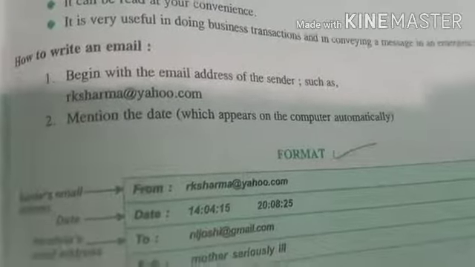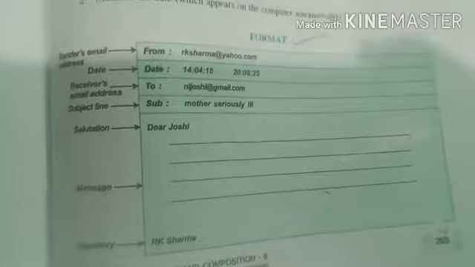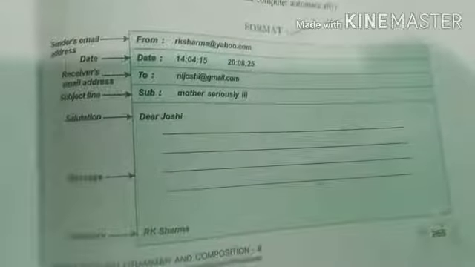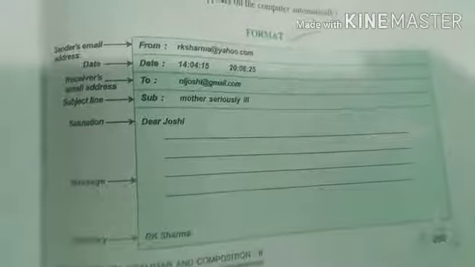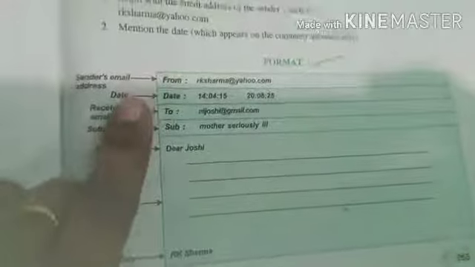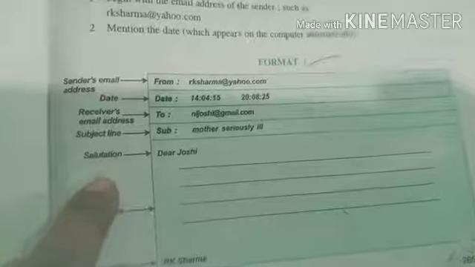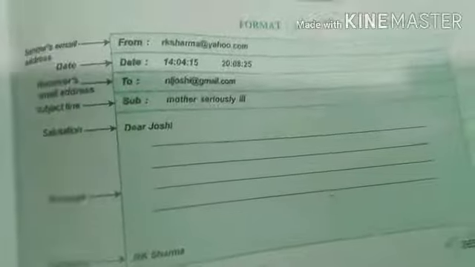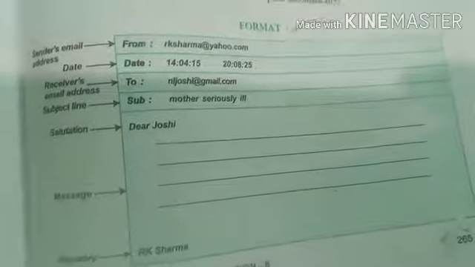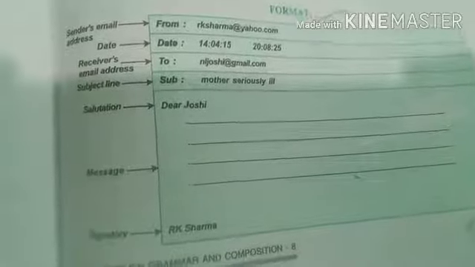Begin with the email address of the sender, such as rksharma@yahoo.com, and mention the date. You can see here the format. So it's very easy, and I know you all are acquainted with this, sending emails and all. So you can see here where to write the sender's email. Here you can see the sender's email, then the date, then the receiver's email address, then the subject line, what the subject is, then salutation, message, and then you need to write your signature, right? So it's somewhat like the format of a letter, but the letter takes too much time, and here the email is sent within a fraction of a second.